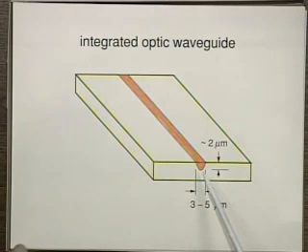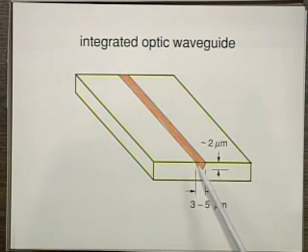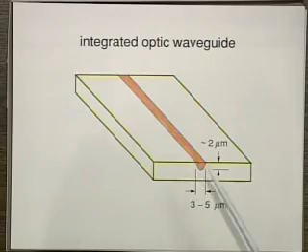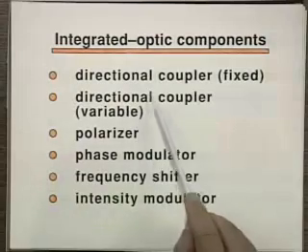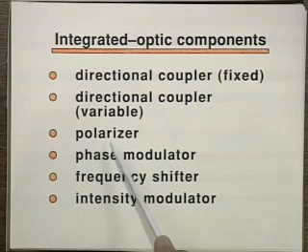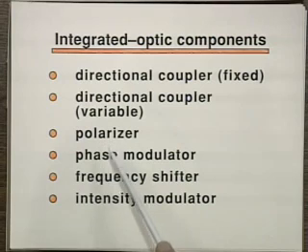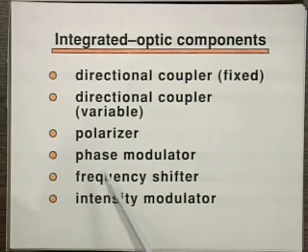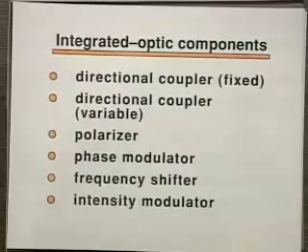But the principle is that you can get single mode or multimode waveguides in a substrate, and it's rigid, doesn't go anywhere, and you can do all kinds of things with it. So now with this idea, you can create a directional coupler, either fixed or variable. Again, you can create a polarizer by preventing certain polarizations, or one polarization, from going by attenuating it. You can create phase modulators, frequency shifters, intensity modulators, and so on, all using integrated optics. So let's look at an example.